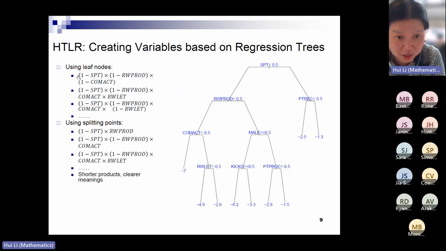Now for this case, if we use leaf nodes, the variables created will be 1 minus the SPT, which is the first node here, then 1 minus whether the reward is a product or not, which is a splitting point, and 1 minus the compact, which is another splitting point over there. Of course we can go all the way down to make all the interaction terms. However, if we use splitting points, we just have 1, 2, 3, three interactions here, instead of going down one variable and then going to the other one. So it will be support times the reward of product, compact times the reward for LET.